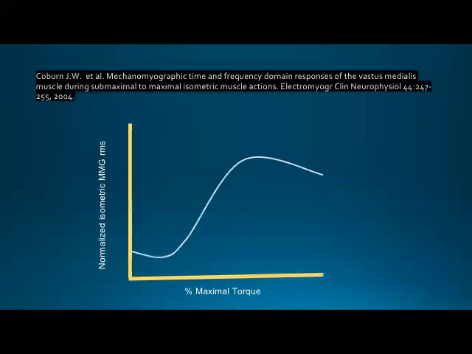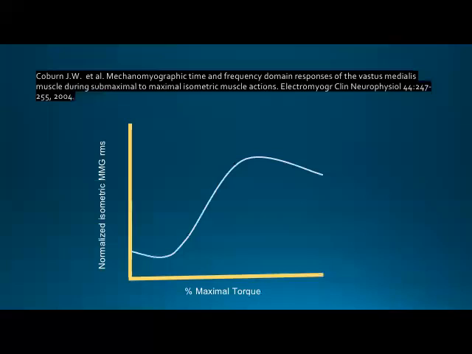And what did they find? So this is our normalized isometric MMG amplitude. If we look at our percent of maximal torque, at a low percent of torque, if you average it out, we don't see a significant change in MMG amplitude. What does MMG amplitude represent? You guys remember? Recruitment, right? So MMG amplitude is recruitment.